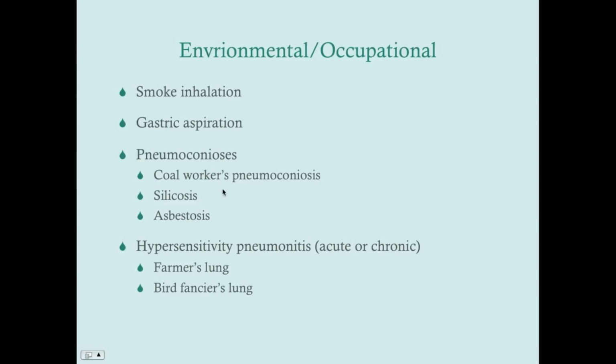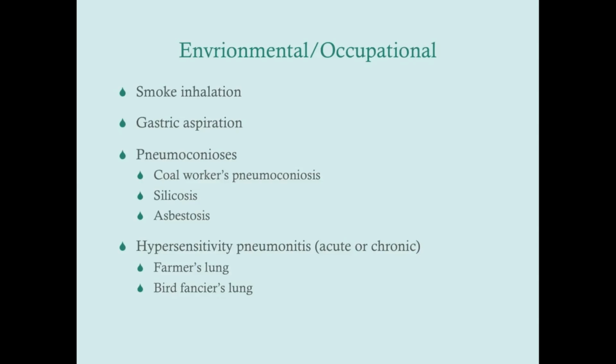What happens with hypersensitivity pneumonitis, as the name says, is it elicits a hypersensitivity reaction, and so you get a more robust acute inflammation. Whereas with the pneumoconioses, it's a chronic, long-term sort of deal. I talk about these in greater detail in their own section as well.